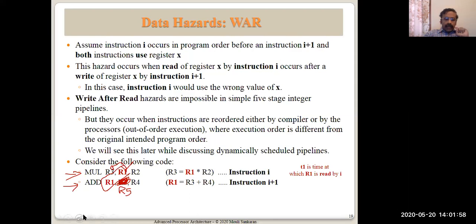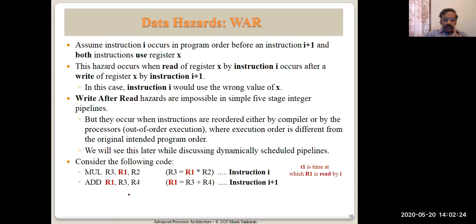Now, let me erase it. I will explain this and stop. I think I will go to the next one later. Okay, we'll stop here. So I'm talking about reading this R1 should happen first, and then only writing into this should happen, right after the read. That is what this instruction wants.